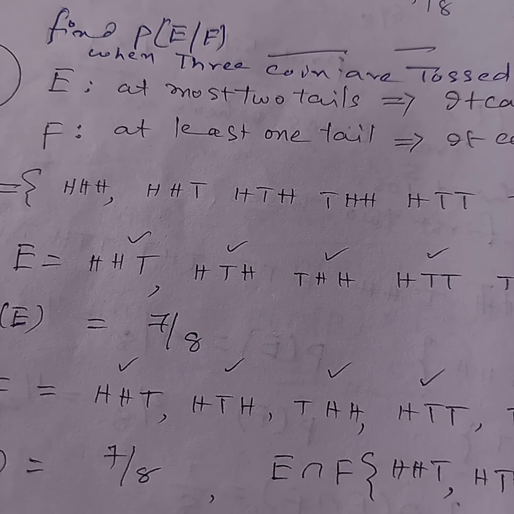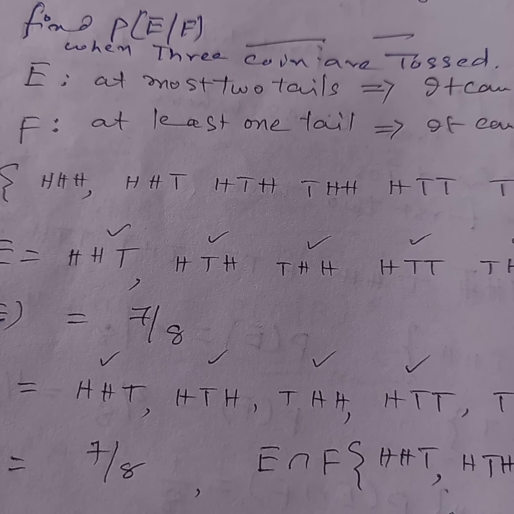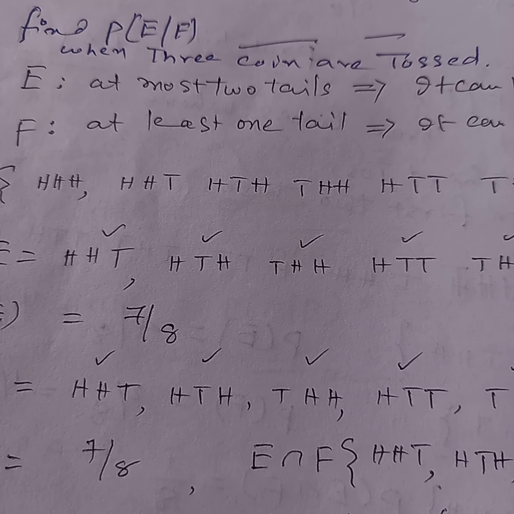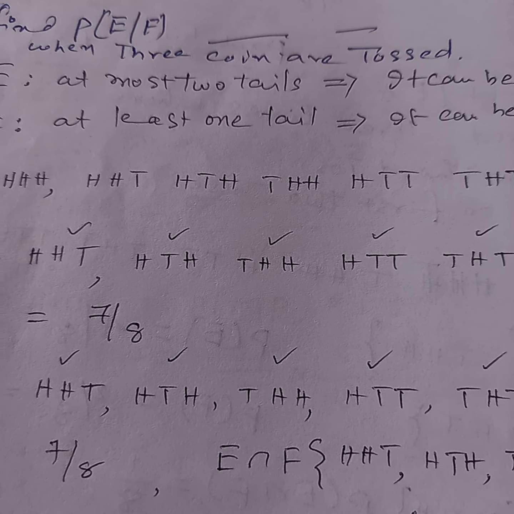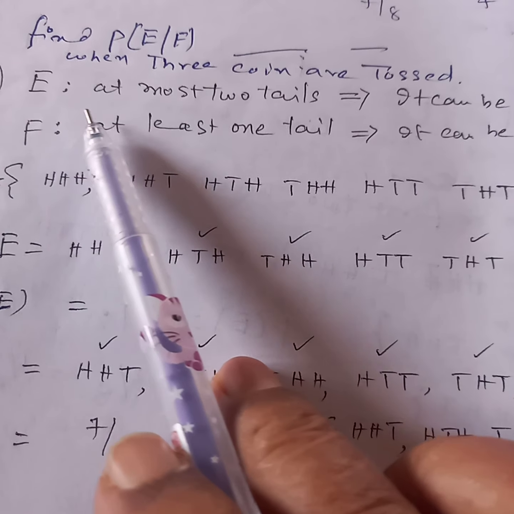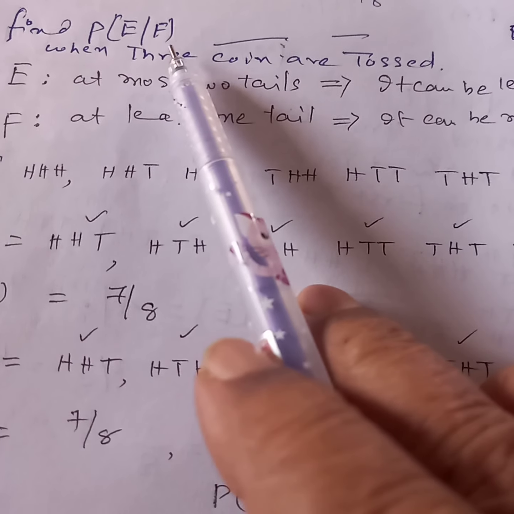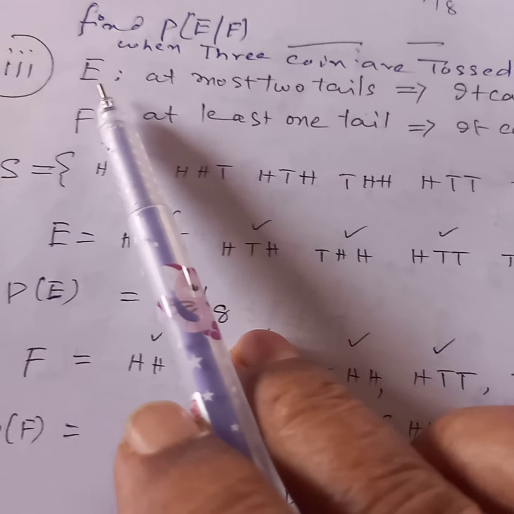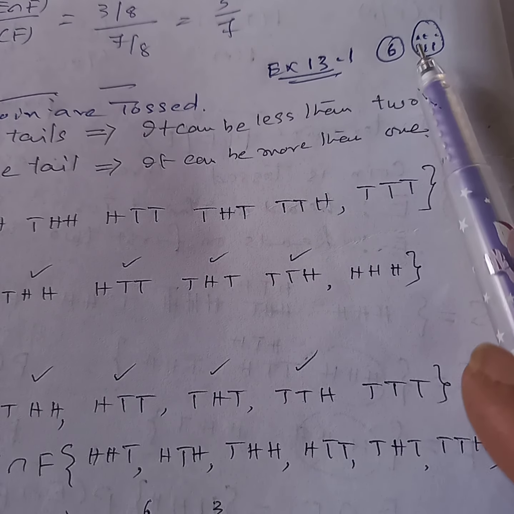Probability chapter. Find the probability of E given that F has occurred when three coins are tossed. When three coins are tossed, you have to find out the probability of E given that F has already occurred. It's problem number 6. Under that we have the third problem.